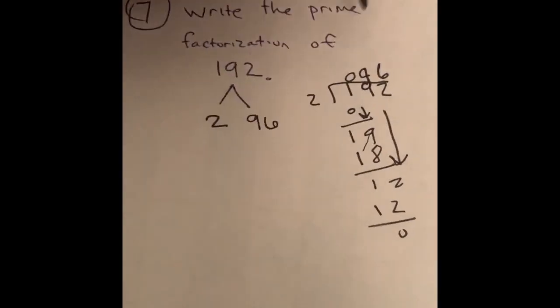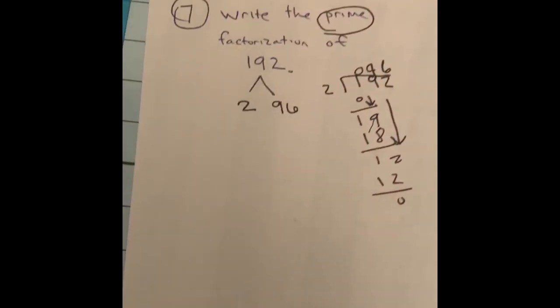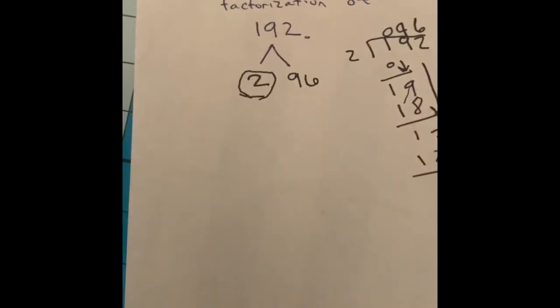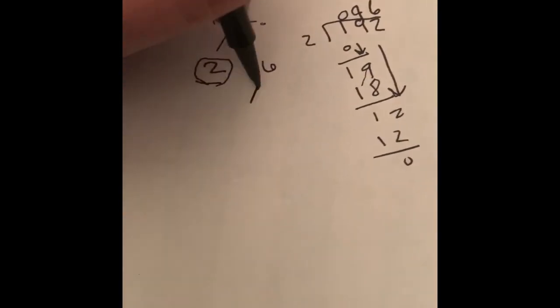2 can't go into 1. 2 can go into 19 9 times. And then 2 can go into 12 6 times. So what we're going to be left with is that 2 is a factor, and 96 is a factor. Now, once again, the key word in this is prime factorization, so we're looking for prime numbers. We know that the only way to get to 2 is by 2 times 1, so 2 is a prime number. But now we have to keep going with 96.